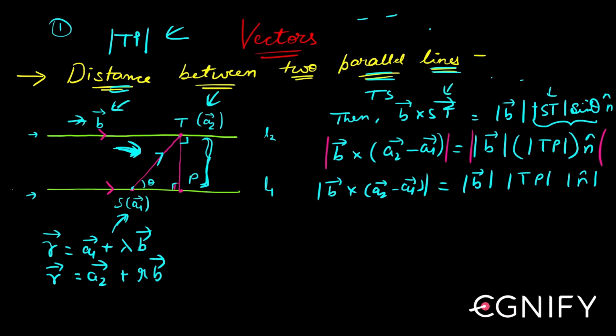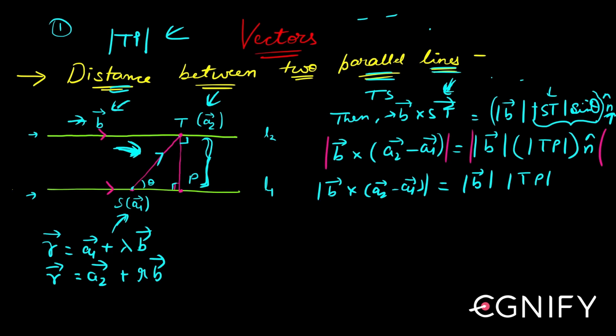So basically, when I take a cross product of two vectors, then after this magnitude, I need to write this unit vector, which is perpendicular to the plane containing B and ST, right? We've already seen this. This n cap is perpendicular to the plane which contains both B and ST. In other words, this n cap is perpendicular to both B and ST. And it's a unit vector, right? So that's why when I take the modulus of this, it will become 1. So I can just remove this.